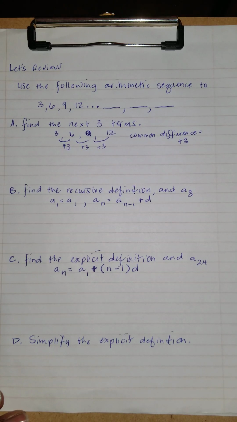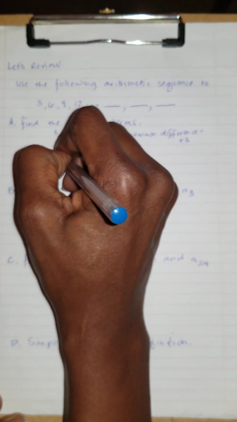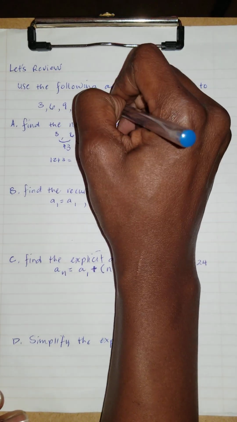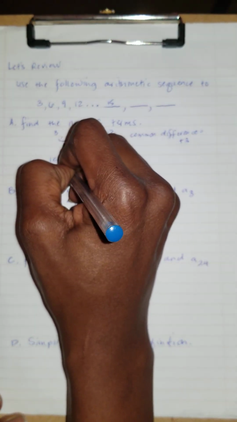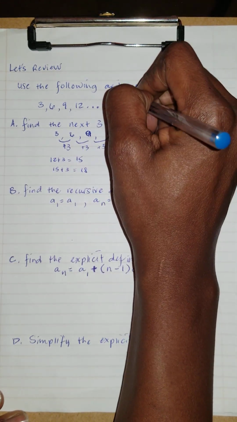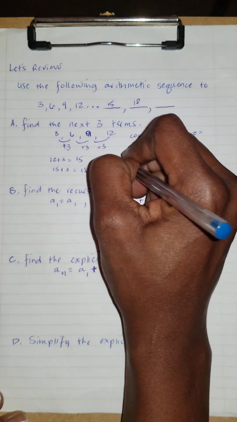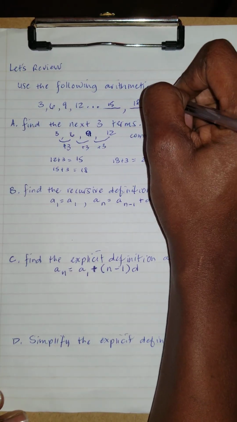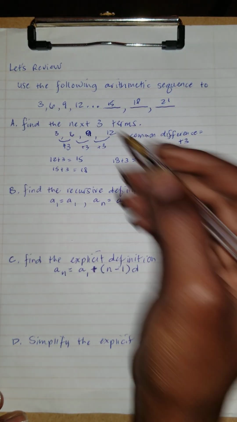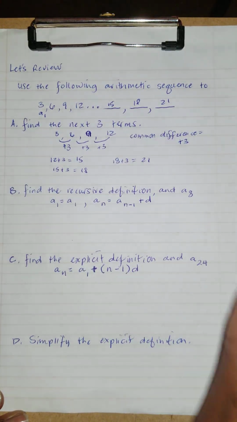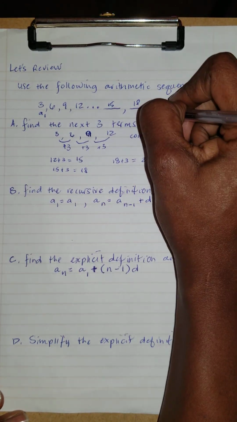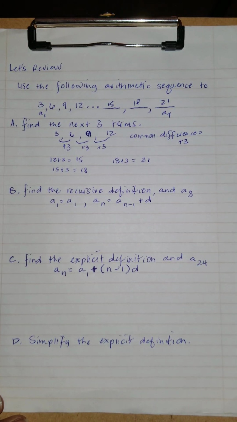Now let's find the next 3 terms. We have 12 plus 3, which gives the next term of 15. Then 15 plus 3 gives the next term of 18. And then 18 plus 3 gives the next term of 21. So there are the next 3 terms, and we have the first 7 terms. This is A sub 1, just to review, A2, A3, A4, A5, A6, and A7 as the 7th term, just so we are moving forward because we're about to start working with this recursive definition.